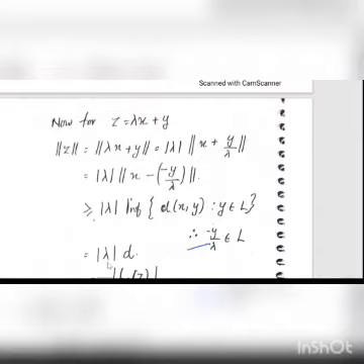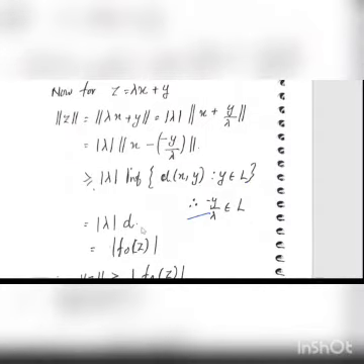So this will reduce to mod lambda into d, because this distance means it is d. So that is equal to mod of f naught of z. So you have got norm of z is greater than or equal to mod of f naught z.